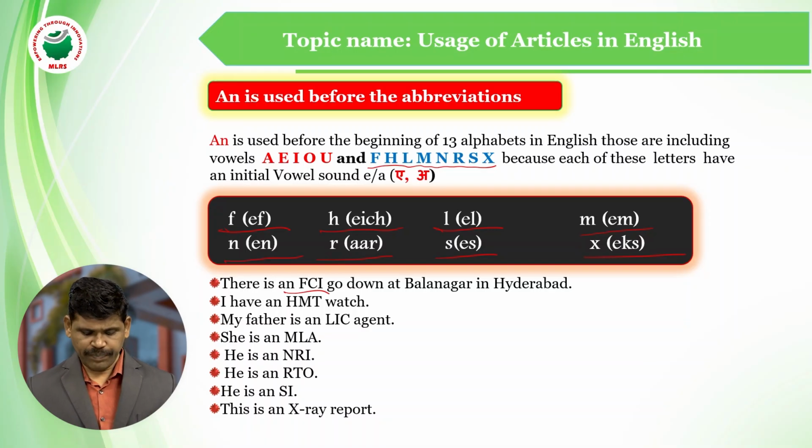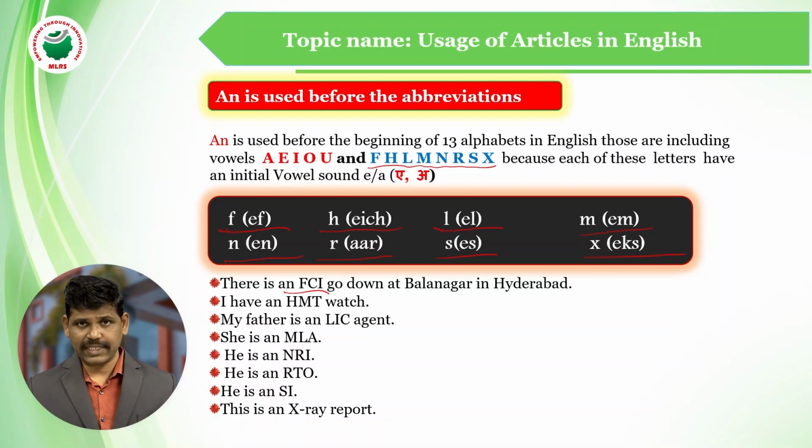So NRI. Next, he is an RTO. RTO, Road Transport Officer, an RTO, an RSI, an RDO. So anything, an RDO. He is an SI, Sub-Inspector. SP, Superintendent of Police. He is an SP. He is an SI. So you can use an with abbreviations which begin with S.